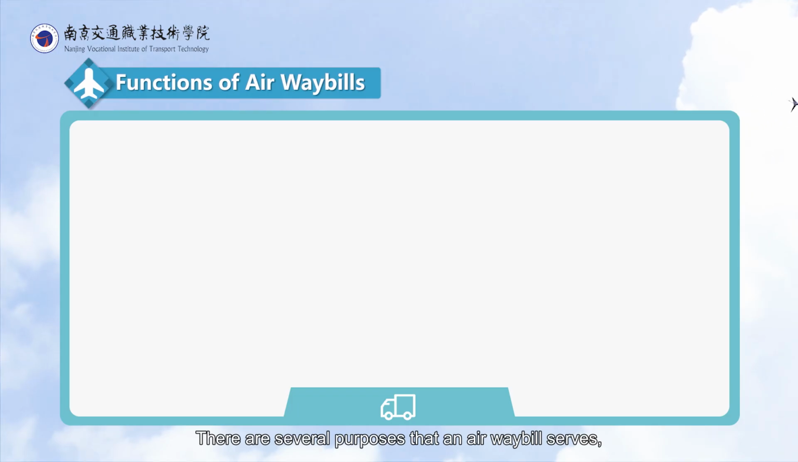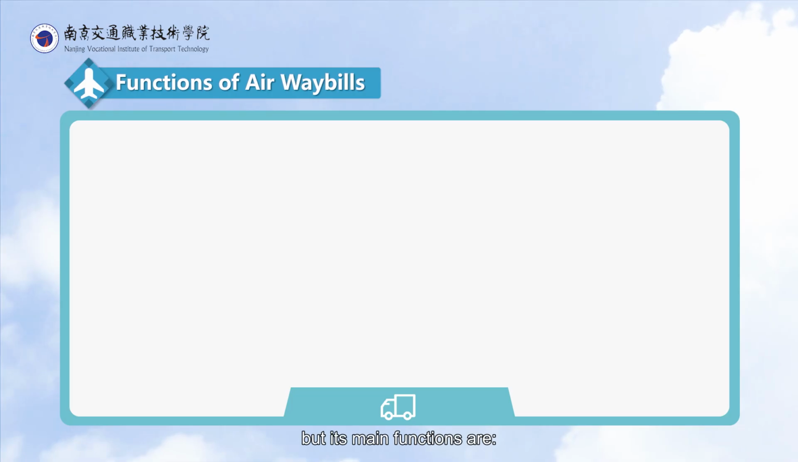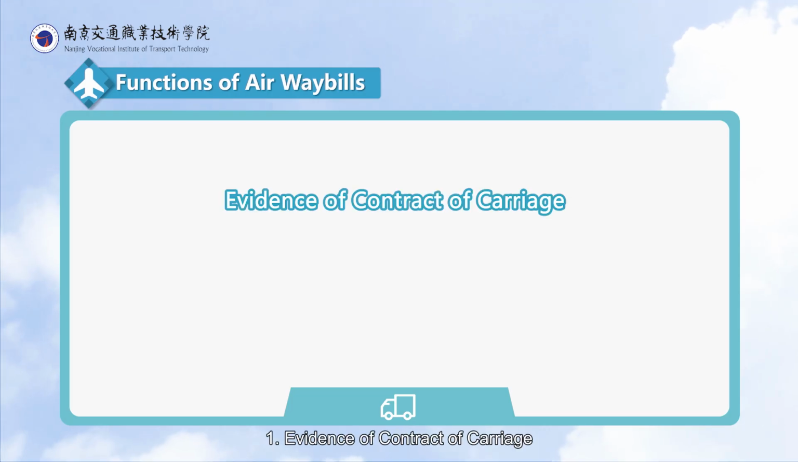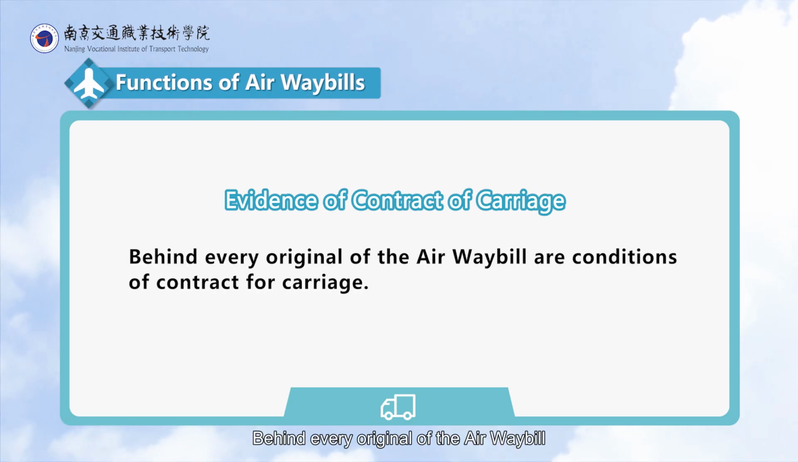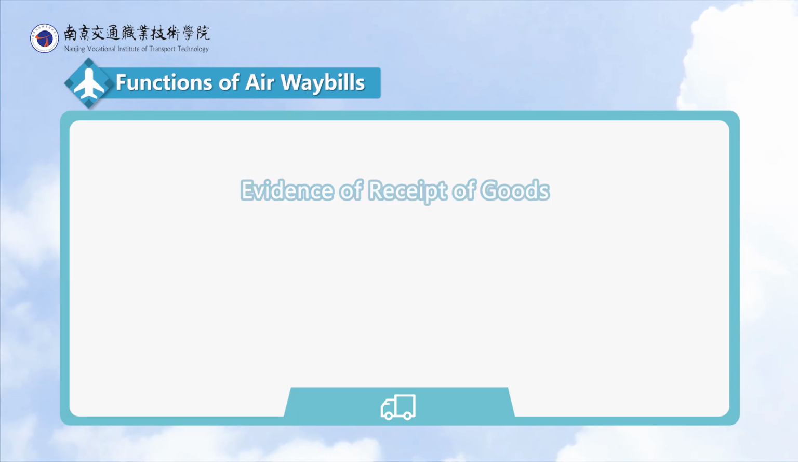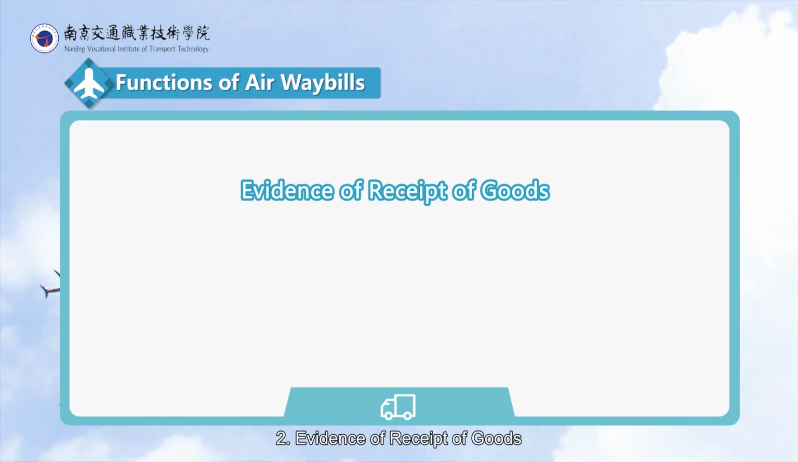What are the characters and functions of airway bills? There are several purposes that the airway bill serves, but its main functions are: first, evidence of a contract of carriage. Behind every original of the airway bill are conditions of contract for carriage. Then, evidence of receipt of goods.